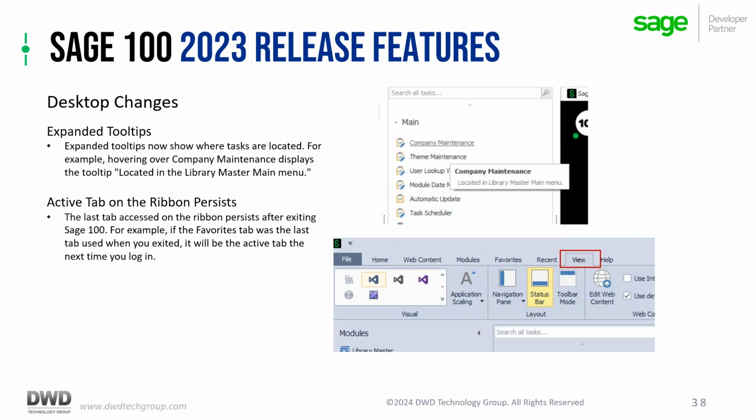Expanded tooltips. So when you click on something, it just kind of gives you a little more information now about what it is, or if you hover over it, what is it, right? The last tab accessed in the ribbon persists after exiting Sage 100. So again, what tab were you on? I call these user ease of use features they've added, right? Just trying to make the user's life a little more simple.